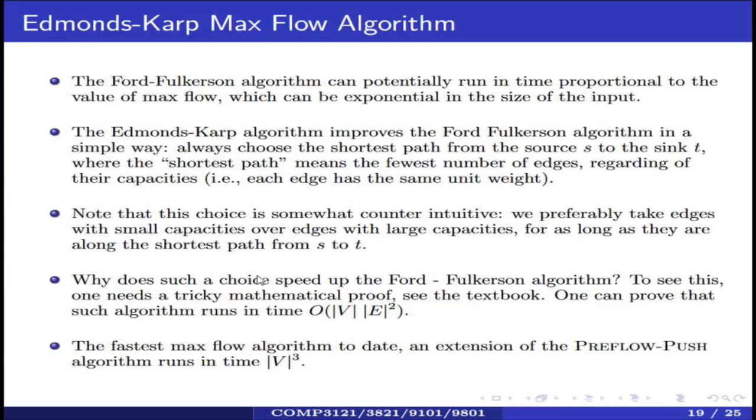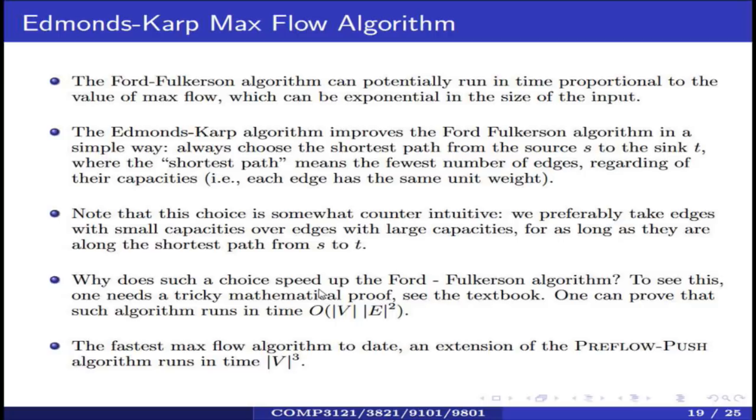Okay, at the moment, the fastest max flow algorithm to date is the preflow-push algorithm that doesn't involve augmenting paths, but it's the most efficient one because it runs in time vertices cubed. Notice the number of edges can be proportional to the square of the number of vertices if the network is dense. So the earlier bound has the potential to be V to the fifth power. In the Kleinberg and Tardos textbook, you can find the description of this algorithm. It's also quite tricky.